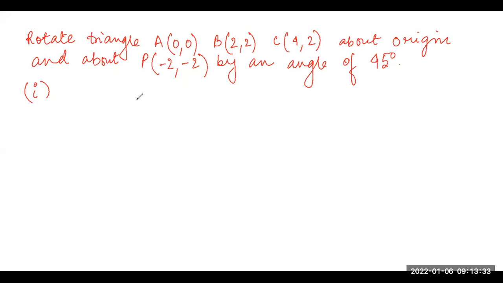So first, the triangle ABC, I am taking it in column major form. So 0, 0, 2, 2, 4, 2. This is the matrix. And I will always have to change to homogeneous coordinates for every sum. So this is my triangle matrix.